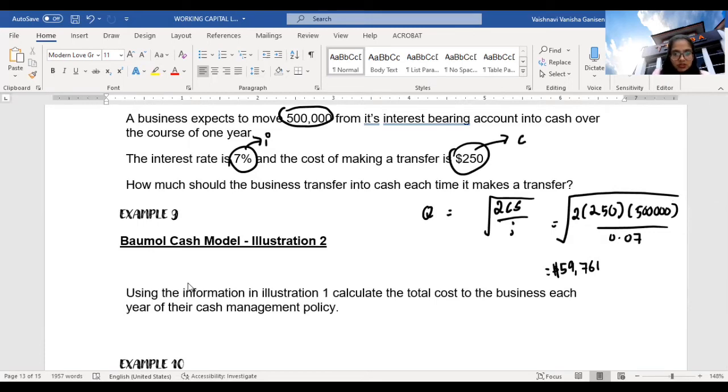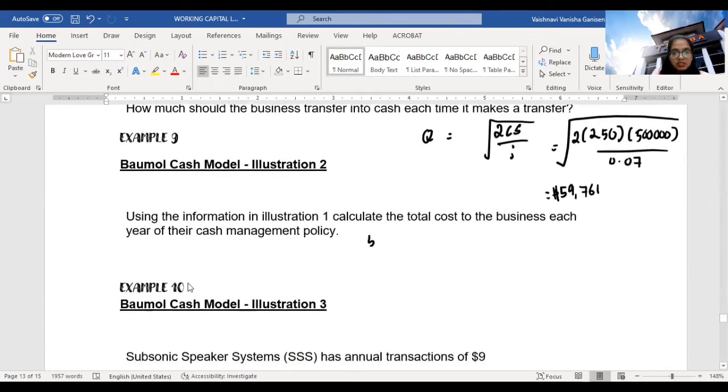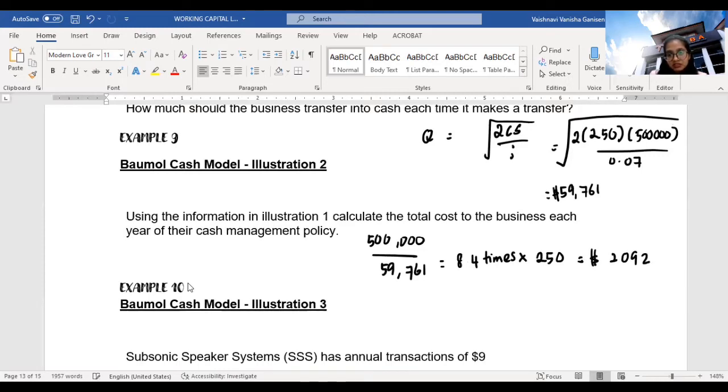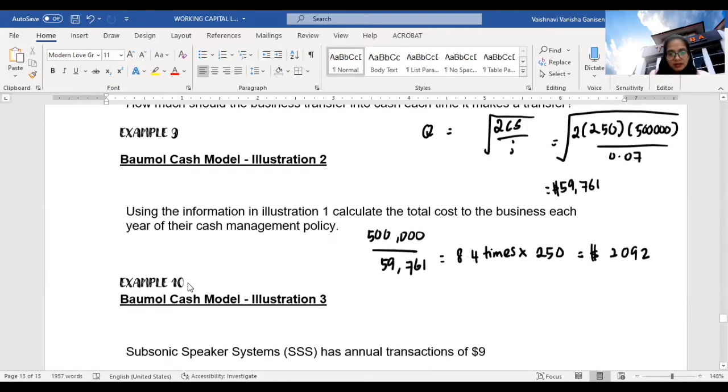So you need to first identify how many times you need to make the transfer. So 500,000 divided by 59,761 is equal to the number of times you need to make the transfer. So it's about 8.4 times. Each time you transfer, it costs you $250. So the total cost would be 2092. Right?